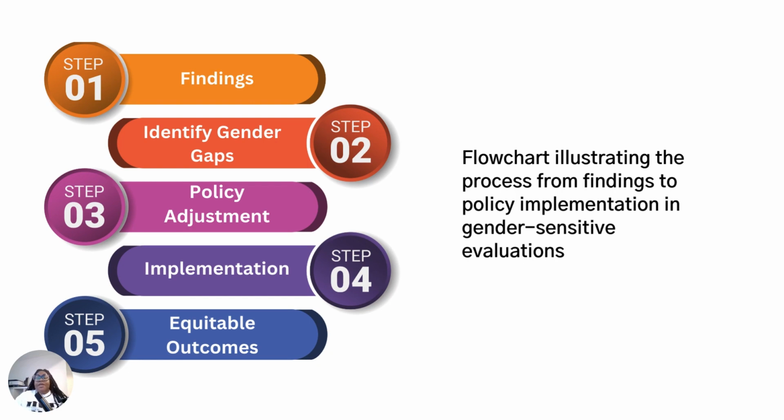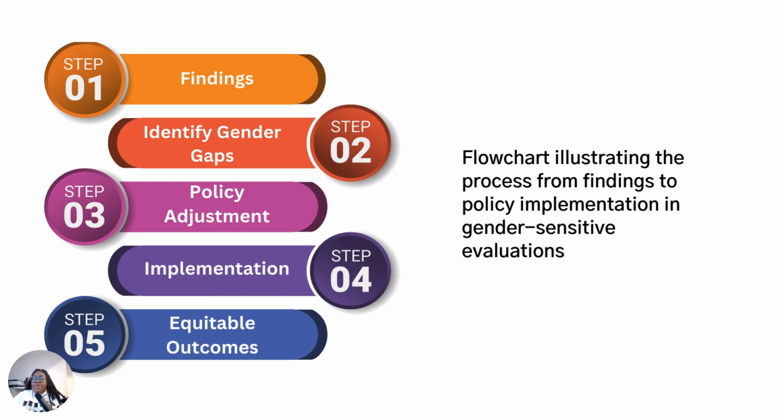Here is a flowchart illustrating the process from findings to policy implementation in gender sensitive evaluations. The flowchart begins with findings representing the initial gender sensitive findings from the evaluation. These findings lead to the next step. We identify gender gaps where disparities and inequities between different gender groups are identified.